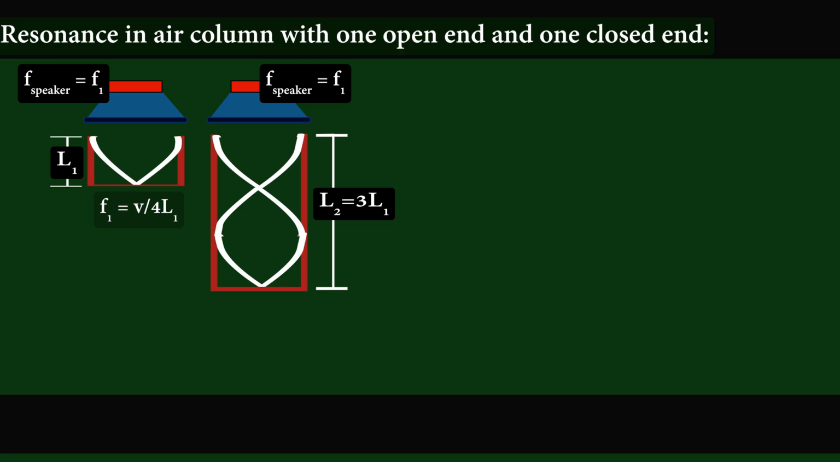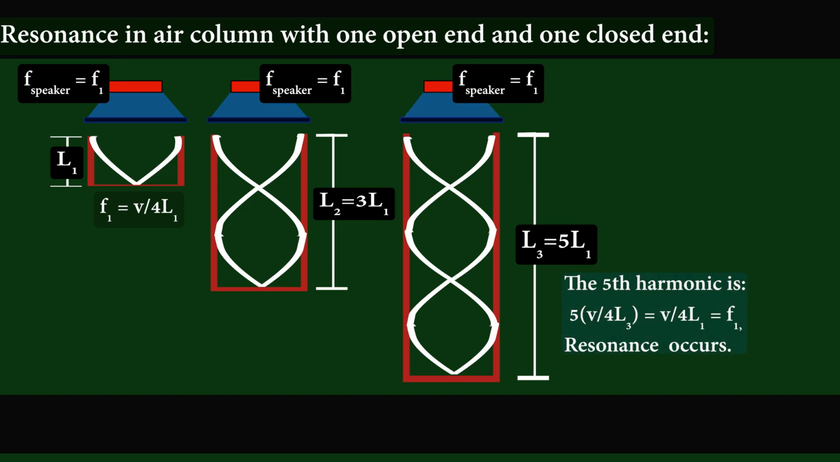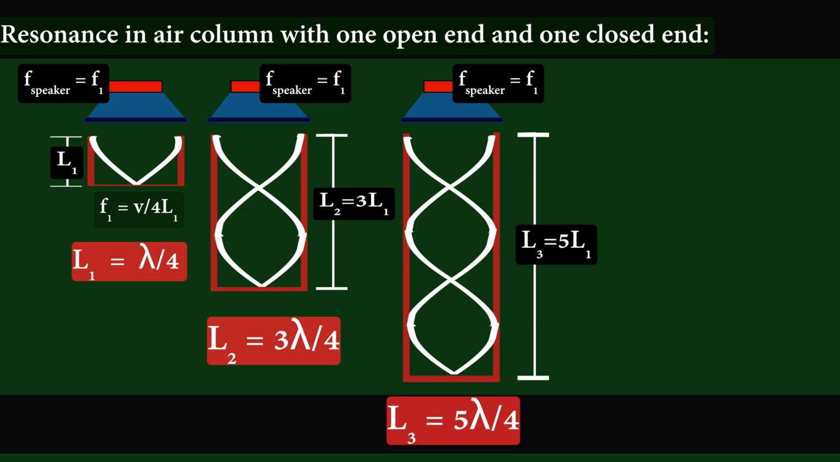Similarly, if we adjust the air pipe length to 5 times that of the first pipe, denoted as L3 equals 5L1. Observing the fifth harmonic of this extended pipe, we find its natural frequency to be 5V/4L3, or equivalently, V/4L1. This fifth harmonic frequency of the third pipe coincides with the sound frequency emitted by the speaker we are driving, leading to an increase in sound intensity due to resonance. Note that in the first figure, it is obvious that L3 equals 5/4 lambda.